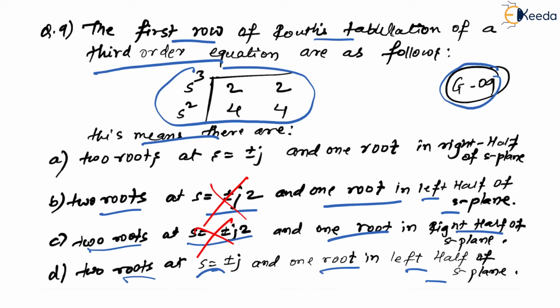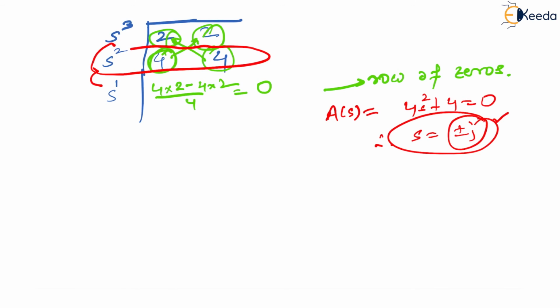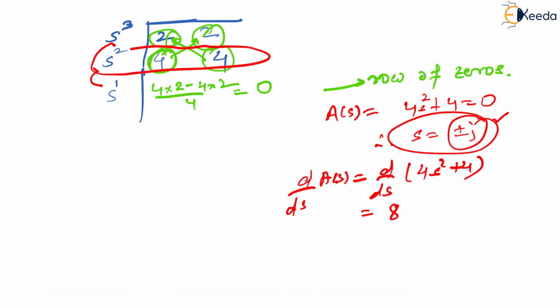Now let us check between a and b, which is the answer. Let us try to complete this s1 row. This is A of s. For that we take the derivative of the auxiliary equation, d by ds of 4s squared plus 4. What is that equal to? 4 into 2 is 8, 8s plus 0. Derivative of 4 is 0. Now this becomes 8s, which indicates that here the number can be 8, and this s power 0 row is nothing but 4. Correct? Now what happens here?